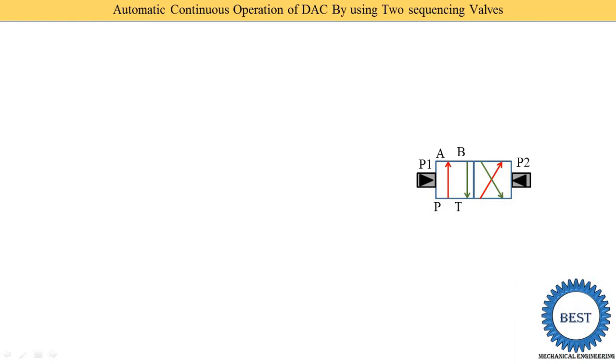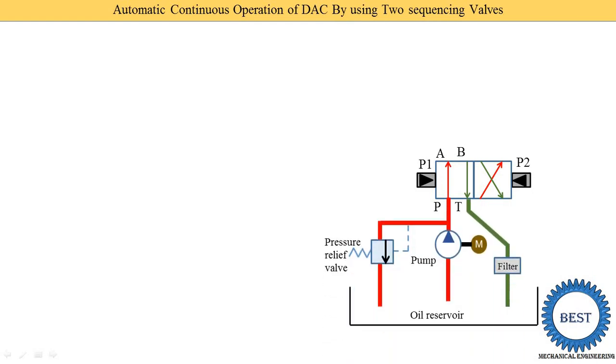So here it is P1, here it is P2. This P1 port is connected with sequencing valve 1. The P2 port is connected with sequencing valve 2. First we study the basic parts, then we move towards the sequencing. This P port is connected with the pump. One end of the pump is connected with the oil reservoir.